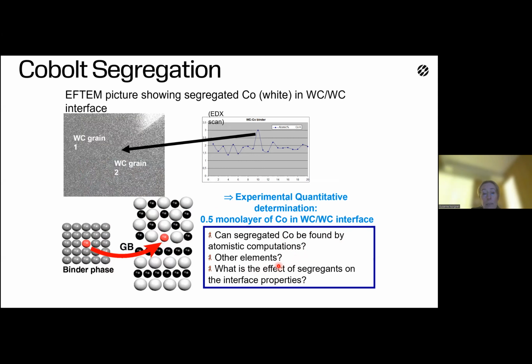Can other elements also segregate to the tungsten carbide grain boundaries? And if they do, what is the effect of the segregants on the interfacial properties? Because that in turn will have an impact on the final microstructure and the properties of the final material.